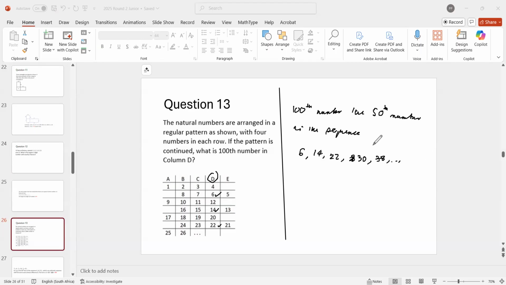So you want to know what is the 100th number in this? So the answer is, okay, now, this is an arithmetic sequence. There's a common difference. The common difference is 8.